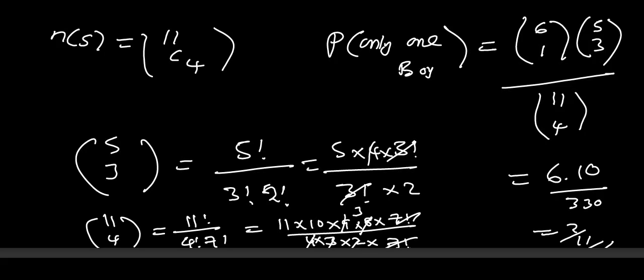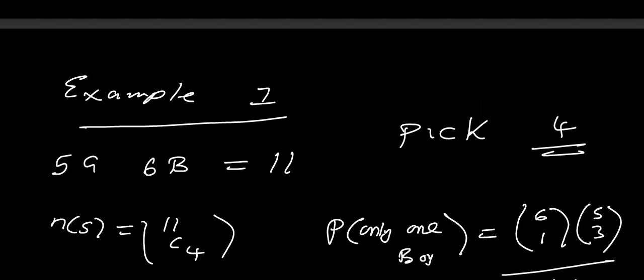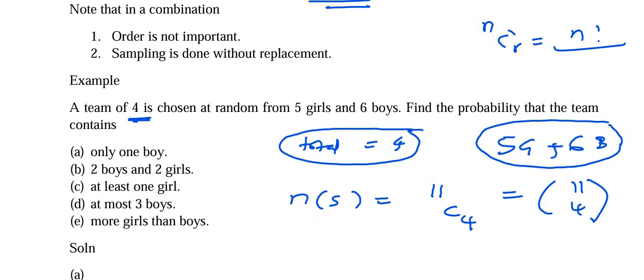Oh, so we want to make a total team of 4, right? That's what we want to do, Modesta. So now the condition here per question, only one should be a boy from the 4. So a team of 4 is chosen at random from 5 girls and 6 boys. So we need a total team of 4. So the condition here is that from the 4 people that we want to pick, 1 has to be a boy. That's where the 6 choose 1 is coming from.